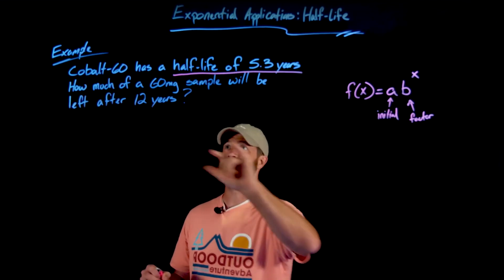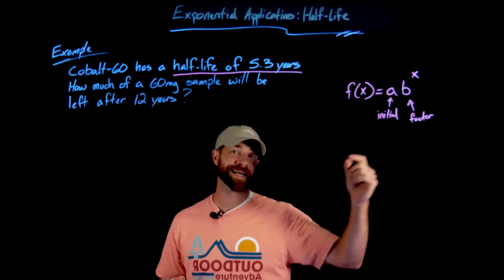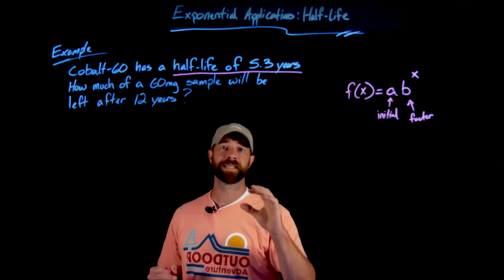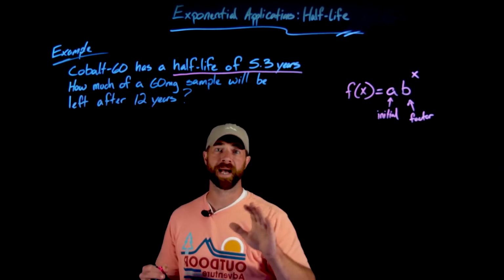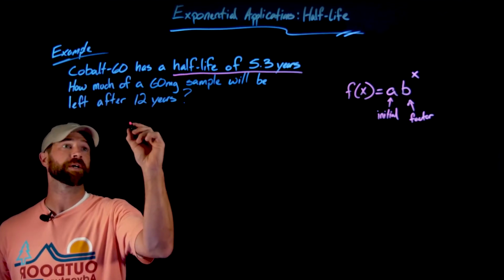We still start with our initial amount, that'd be the 60 here. And this factor is actually told to us also. In this case, the factor would be 1/2. So I'm going to set this up real fast, and we'll set up a model for this cobalt.